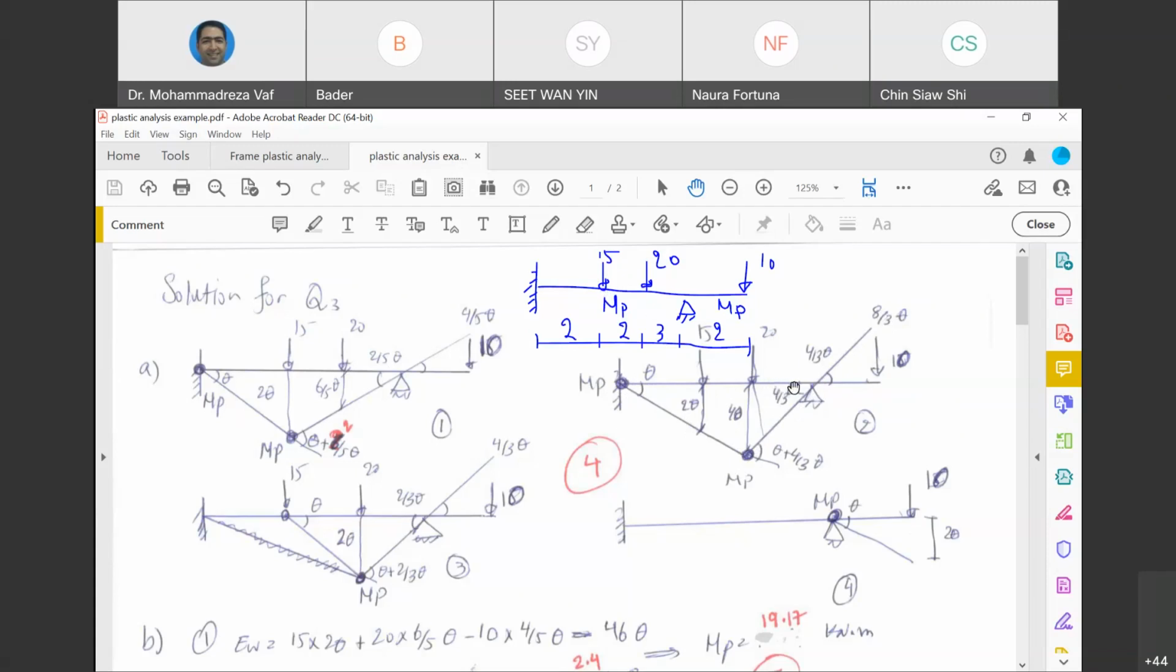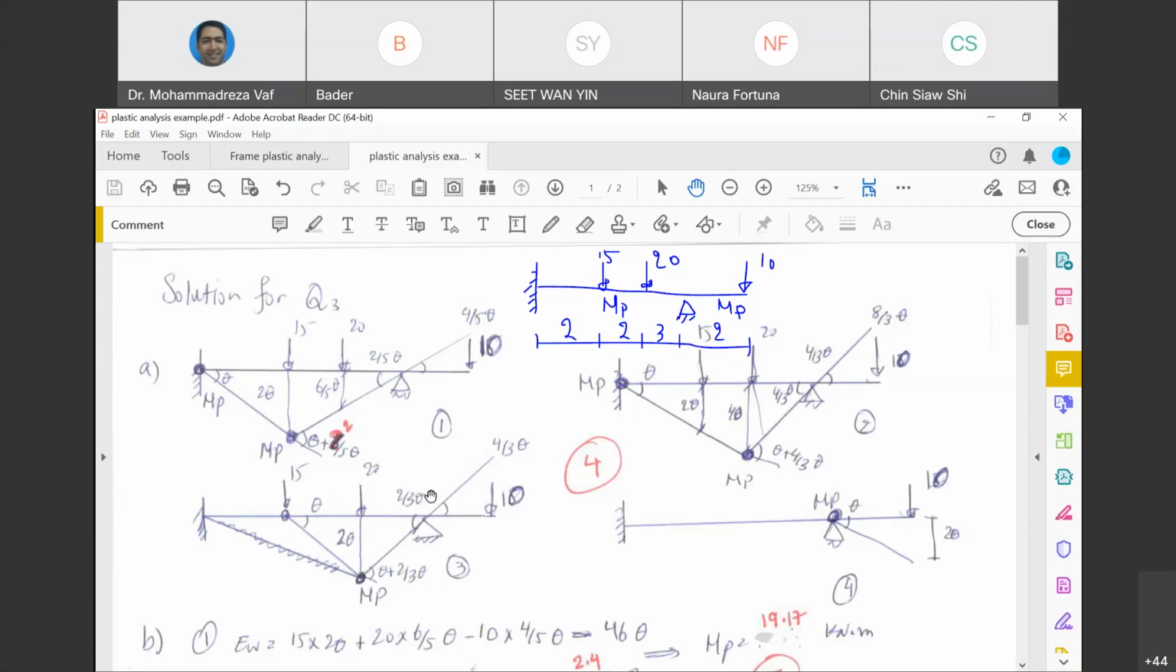And again, for the same span, we may have another collapse mechanism. In this collapse mechanism, instead of having one of the plastic hinges at the support, we may have one of them exactly under the 15 ton point load, another one under the 20 ton, and another one is going to be the pin support. Again, you see in the span, we have three hinges, one here, and another one here.